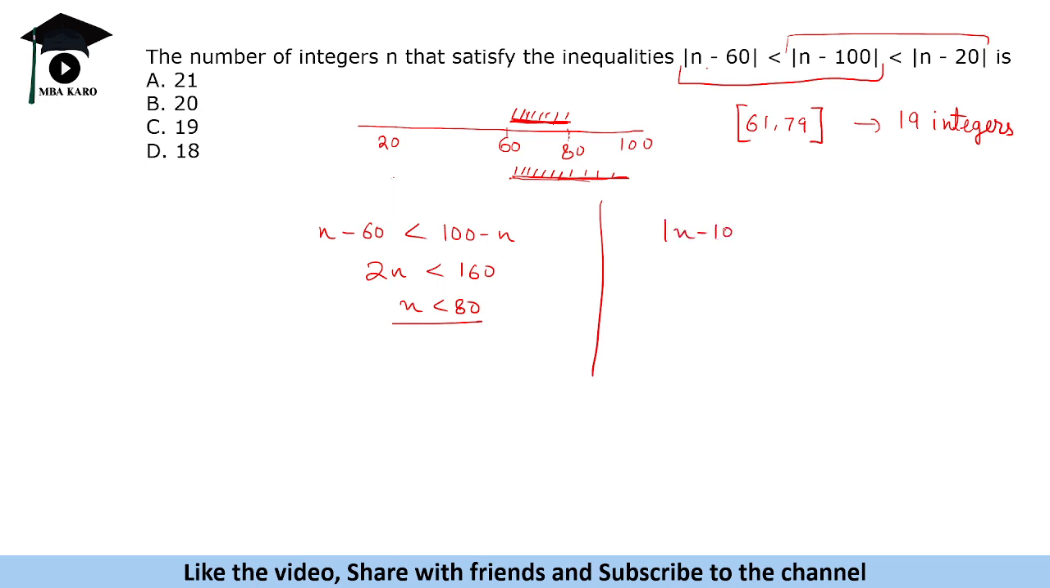n minus 100 is less than n minus 20. We cannot take it like this, so what we will do is take it less than 20 minus n. So n minus 100 is less than this, so 20 minus n comes here. So 2n is less than 120. How is it coming?